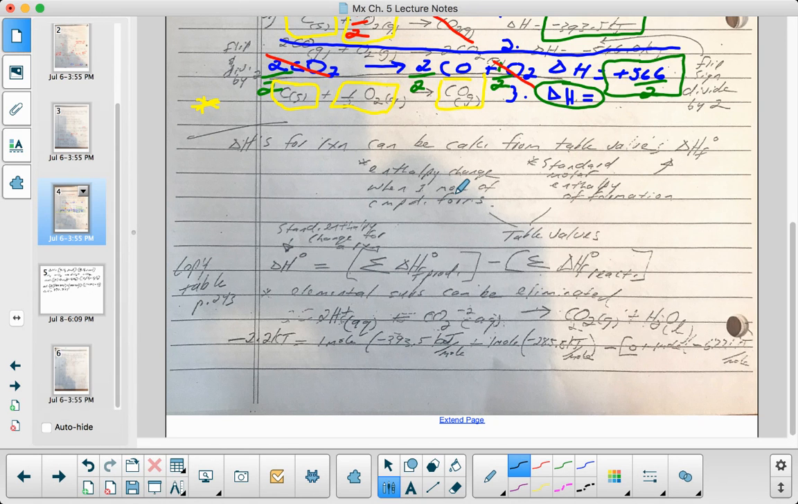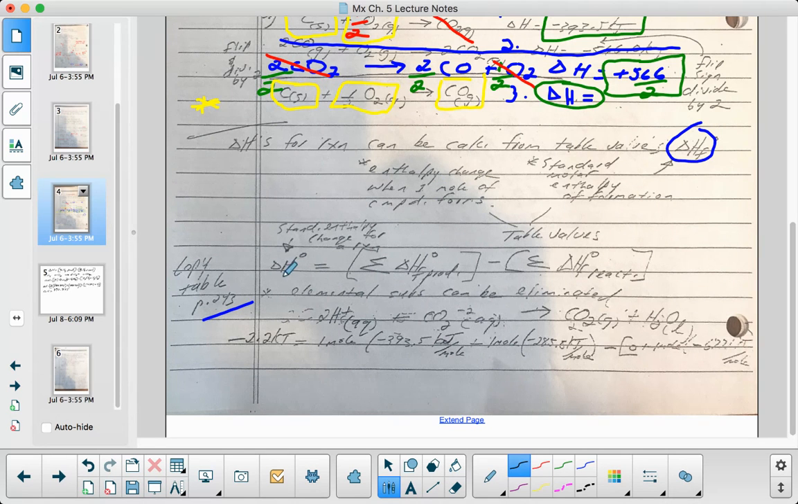So I'm going to talk a little bit about how to calculate delta H from standard enthalpy values that will come from a table that you'll find on page 243. This is very simple, very straightforward, really just plug in the numbers and you're good to go. So the delta H for a reaction can be calculated from standard molar enthalpies of formation. That's what that symbol stands for.